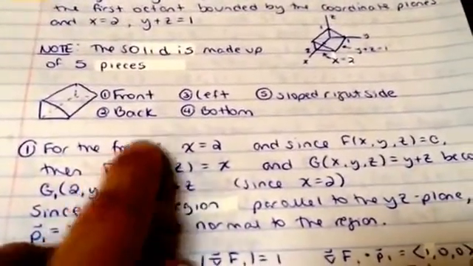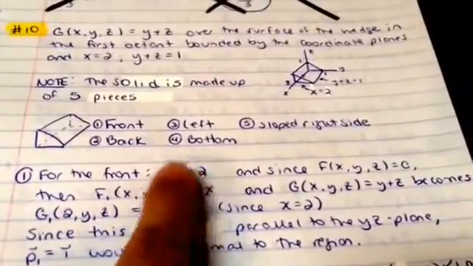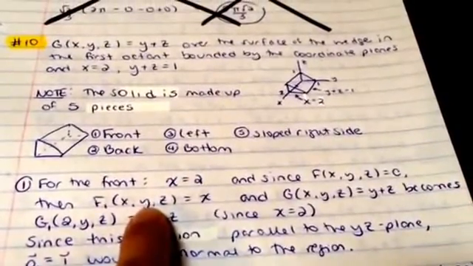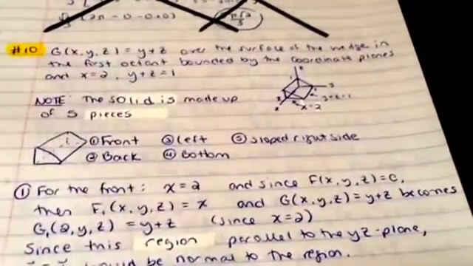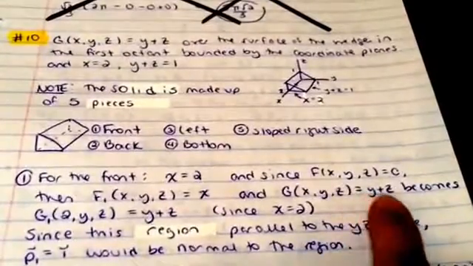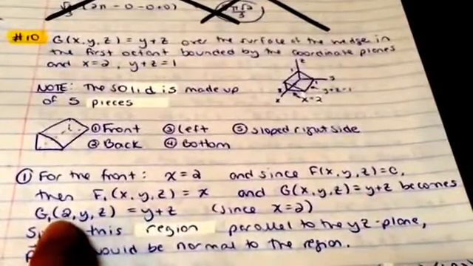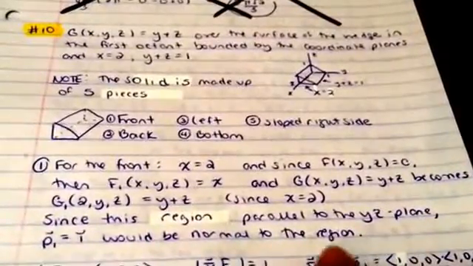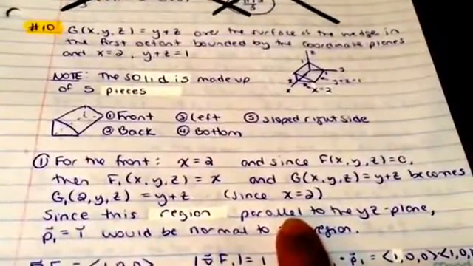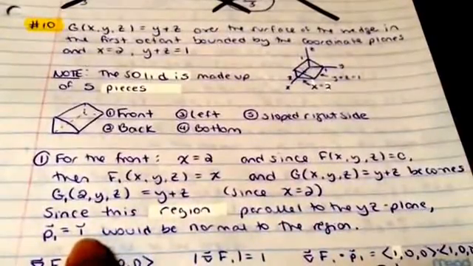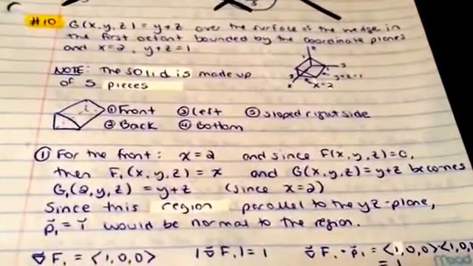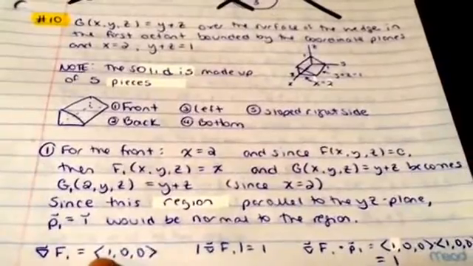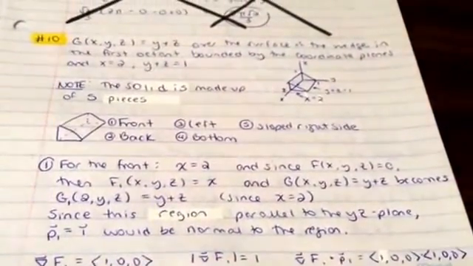And so for the front, x equals 2, so that's going to be your f. Your g starts off the same for every surface, but then you've got to change it. If x is 2, you would plug in a 2 for x. You don't have any x's, so you can't do that. But this region is parallel to the YZ plane, so you're going to use i for your p vector. So you would find the gradient vector, magnitude of the gradient vector, dot product.